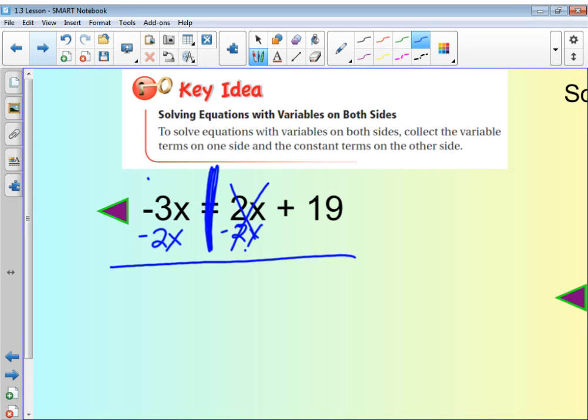Okay, so now like terms, same symbol, find the sum. And if you're not good with these and you're practicing them, do it in your head, then check it on a calculator, because that's one spot where it's really easy to make mistakes. So same symbol, find the sum, which is 5. Apply the same symbol, negative, put my x, equals 19.